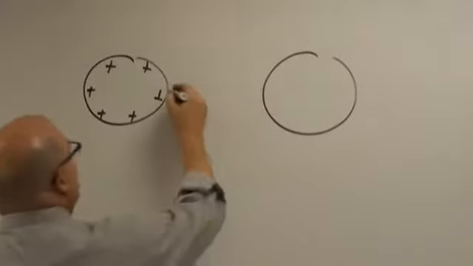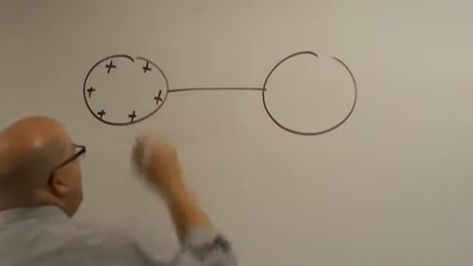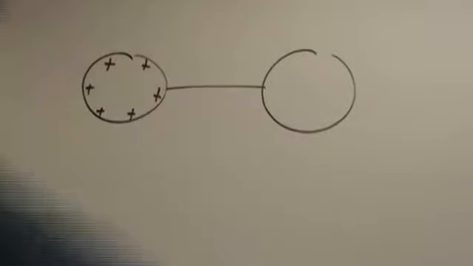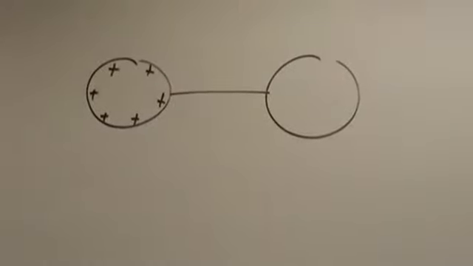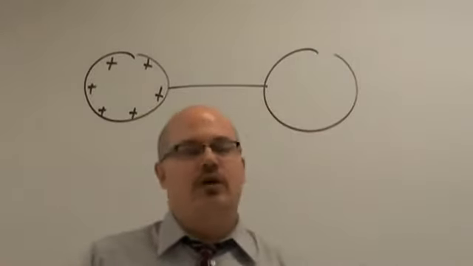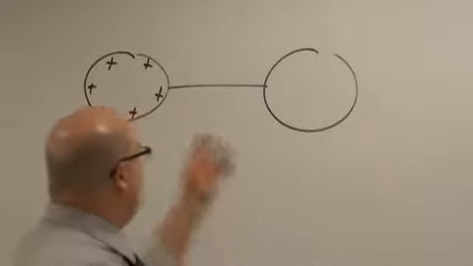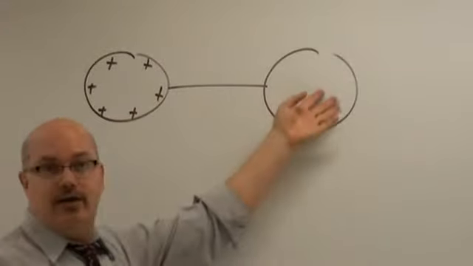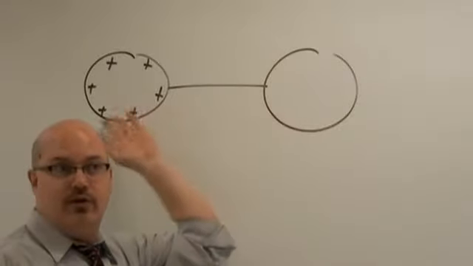If I connect them with a wire, a conducting path, what happens? Charge moves from the positive to the neutral. Electrons go that way. So charge flows from positive to neutral, or you could say, since we know that positive charges don't really move this way, you could say electrons are drawn off of this one onto this one.